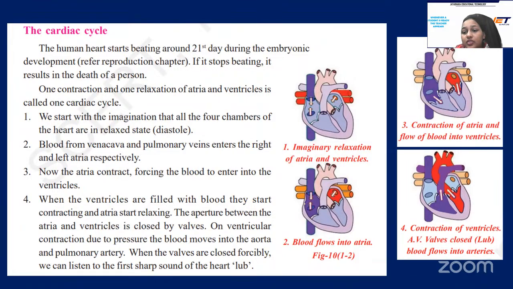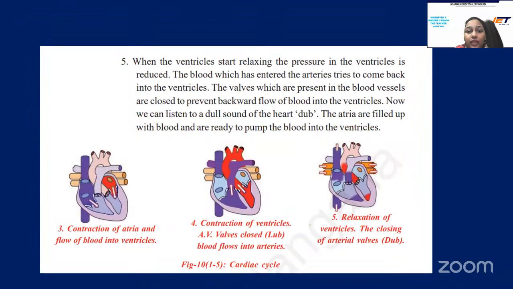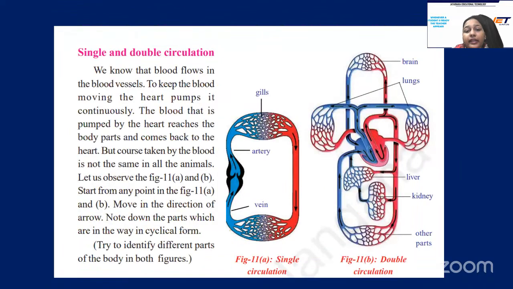So this just explains how the blood flows through the entire body. I have already explained it through the diagram. Now, single and double circulation. See, in all organisms, double circulation is not there. In a few we have single circulation.